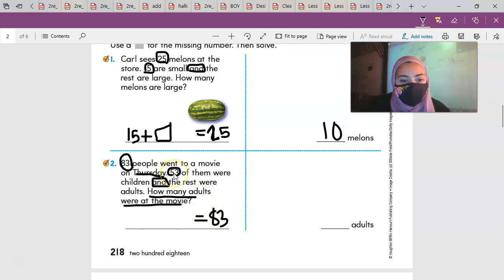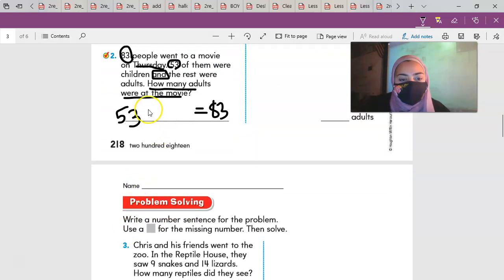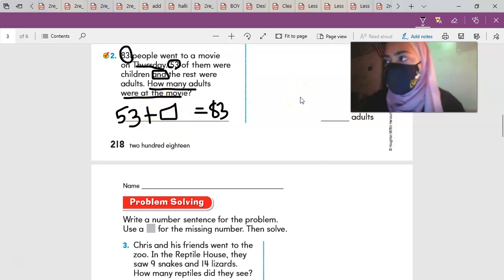We know that 53 of them were children. And we also know that the rest were adults. Did they tell us how many adults? No. So that's going to be plus empty box. So 53 plus what is 83?